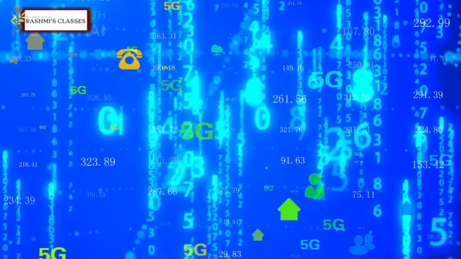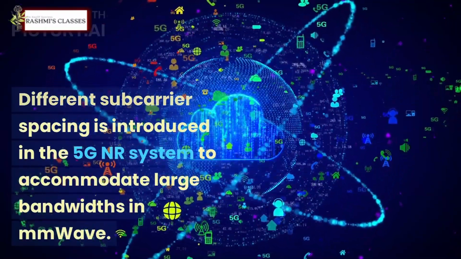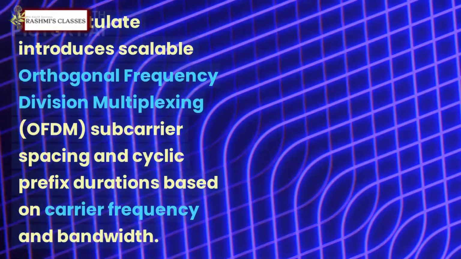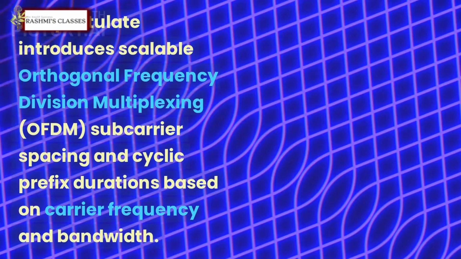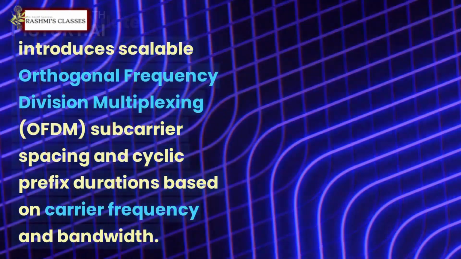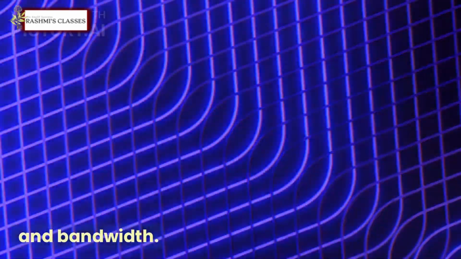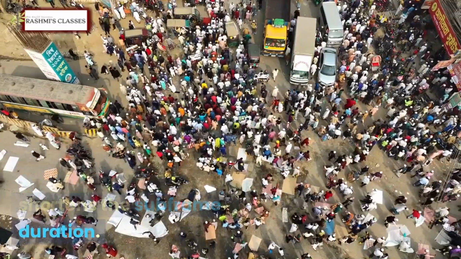Frame structure. Different subcarrier spacing is introduced in the 5G NR system to accommodate large bandwidths in mm wave. The standard introduces scalable orthogonal frequency division multiplexing, OFDM, subcarrier spacing and cyclic prefix durations based on carrier frequency and bandwidth. The increase in subcarrier spacing shortens the subframe duration.